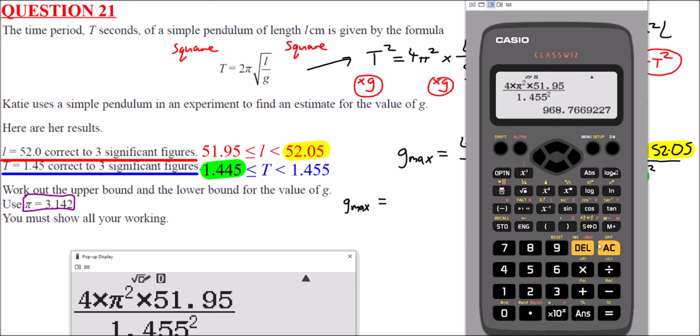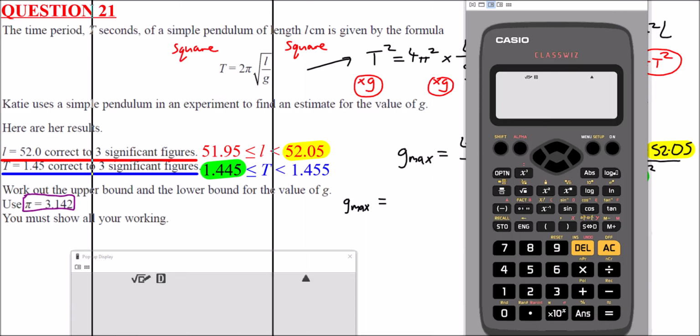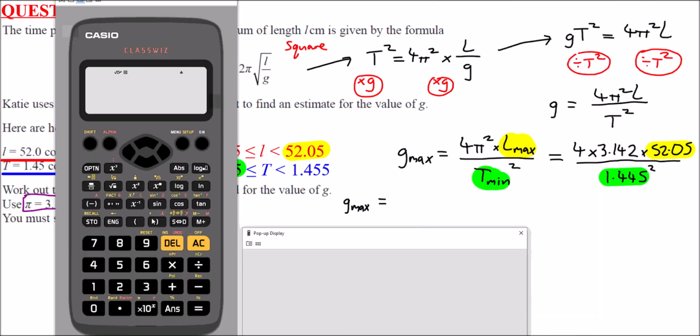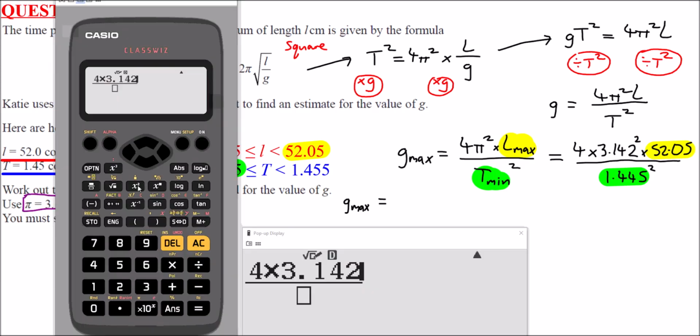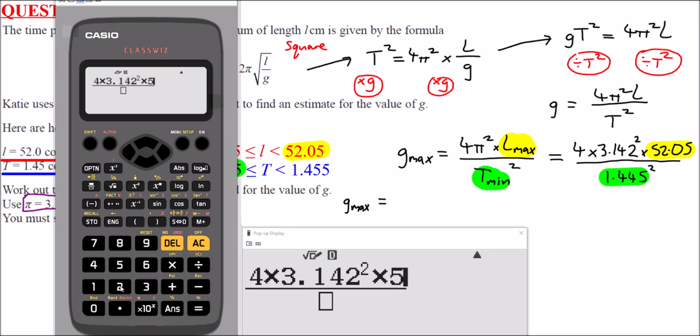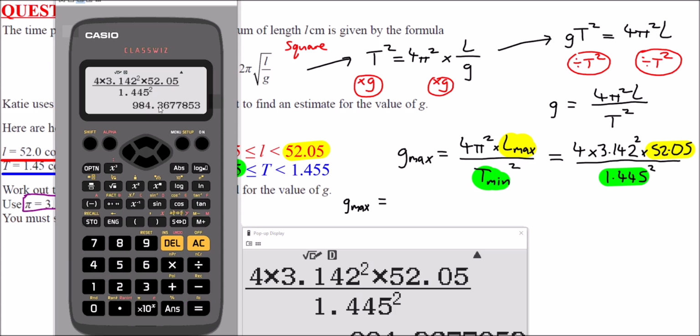let's see, so we're going to have, let's move the calculator to one side for a moment. So it's going to be 4 multiplied by 3.142, because that's our version of pi we're using. Oh dear, I'm using pi squared, I should have said. Nearly an error there, I do apologise. 4 times 3.142 squared times 52.05 all over 1.445 all squared. We get 984.3677853.